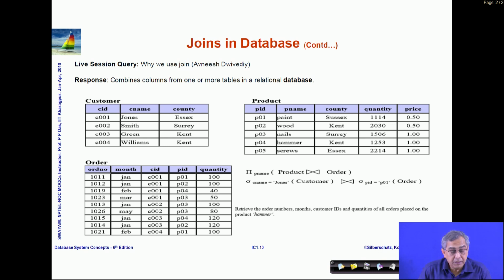Also, this is against a query from Avnish Dwivedi. Avnish, you are asking a very fundamental question: why do we use join? Again, I'm getting a little worried that if you are asking this question, then you have not understood quite a lot of things in terms of the database design.